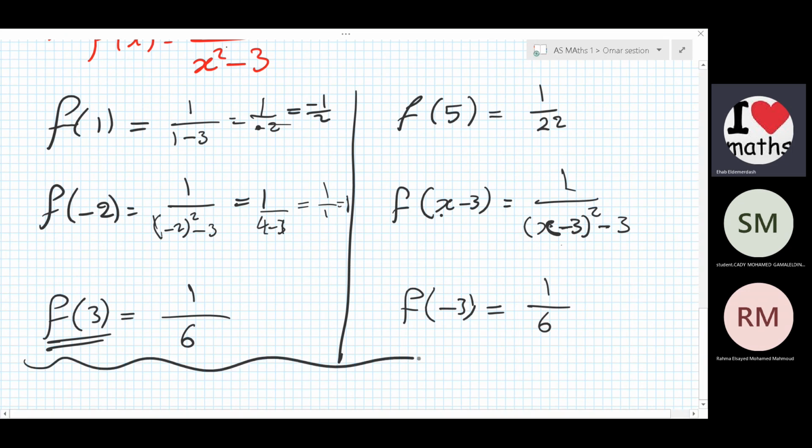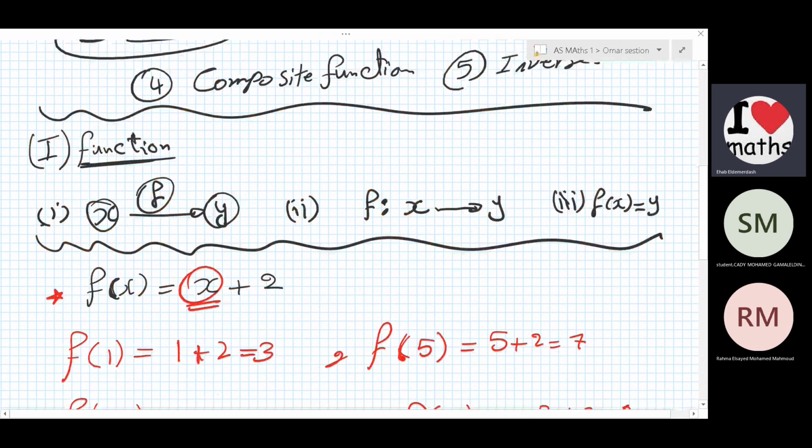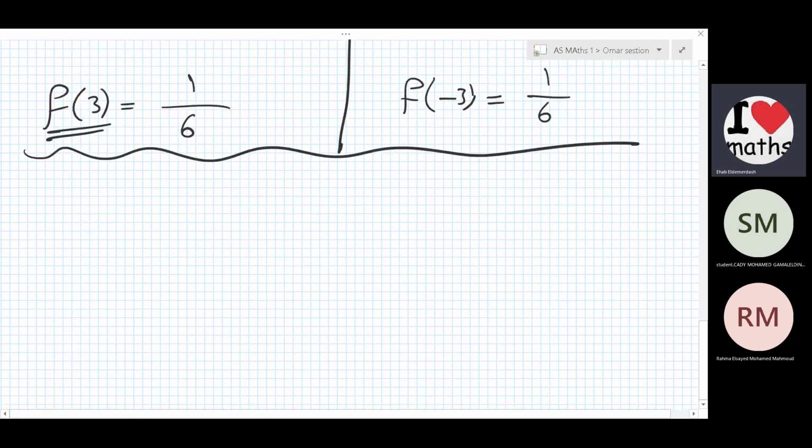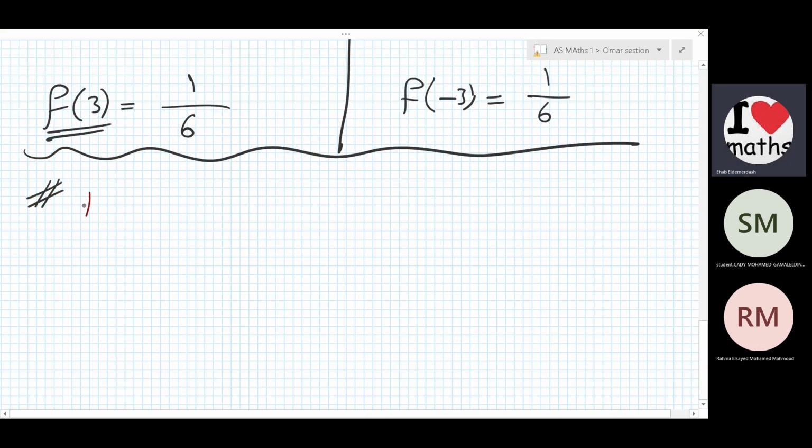Okay, let's move on from the meaning part, the meaning of the function, to the next part, about the domain of the function. Look, guys, to learn part number 2, which is the domain of the function.